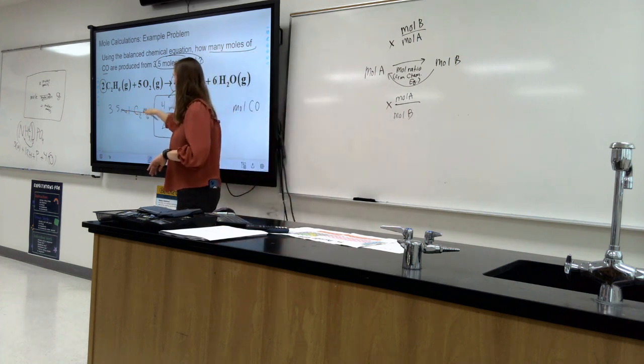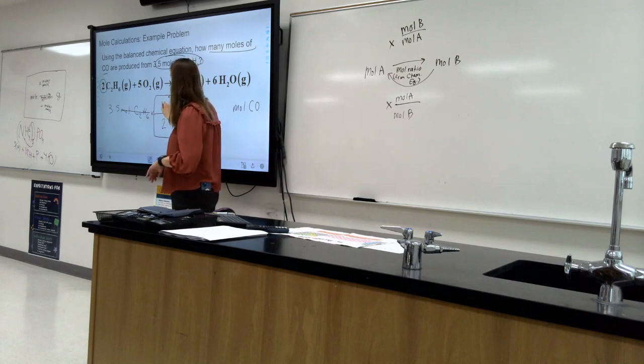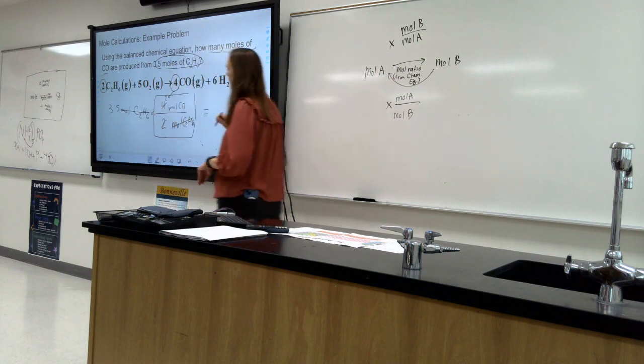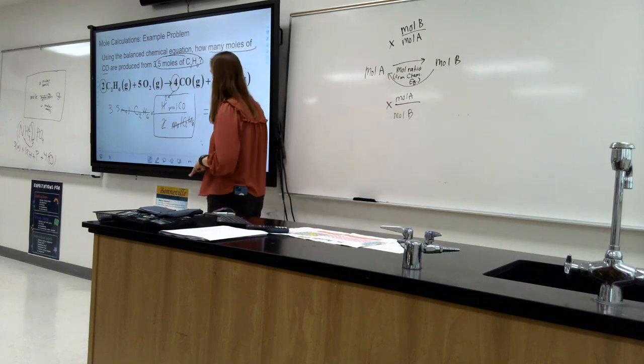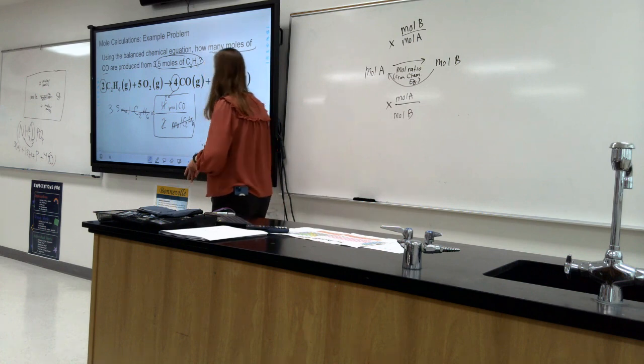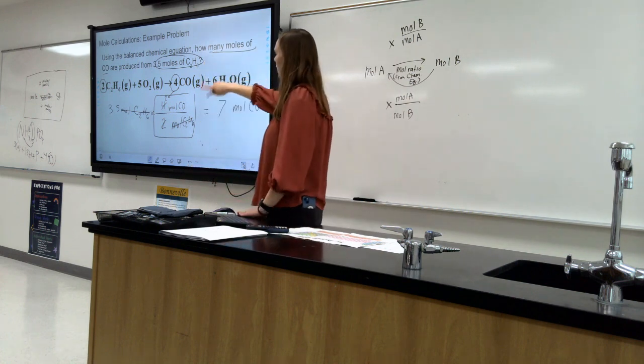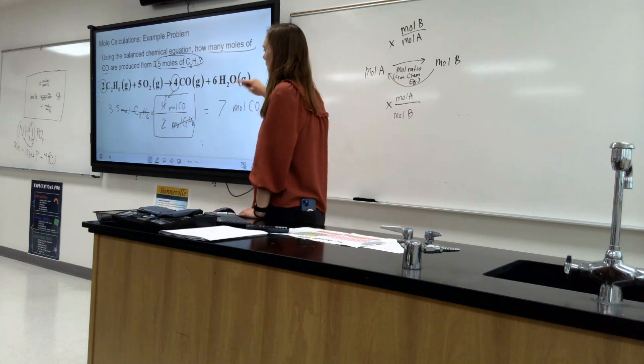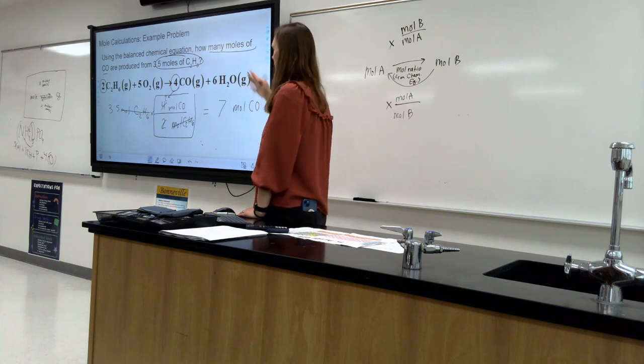So 3.5 times 4 divided by 2. We could also simplify this. If we wanted to, we could say, oh, this is actually just 2 on the top. So what's 3.5 times 2? 7. Good. So let's go back. If we start with 3.5 moles of C2H6, our balanced chemical equation is telling us we should expect 7 moles of CO out of our chemical equation. Does that make sense? Okay, very good.